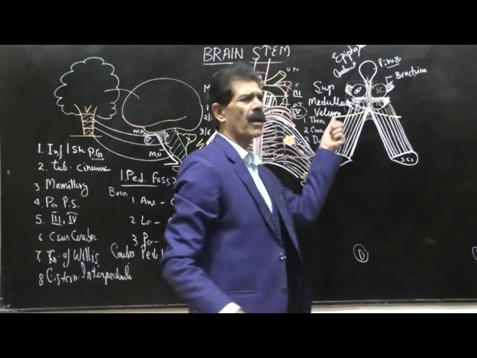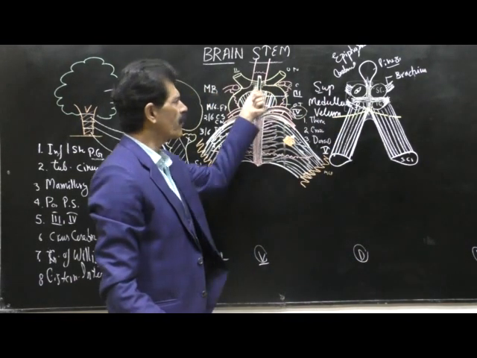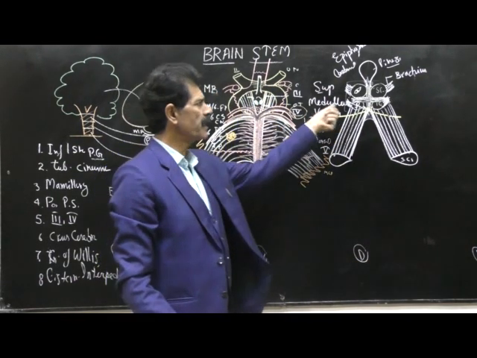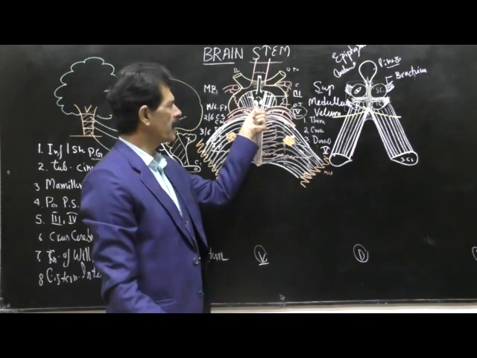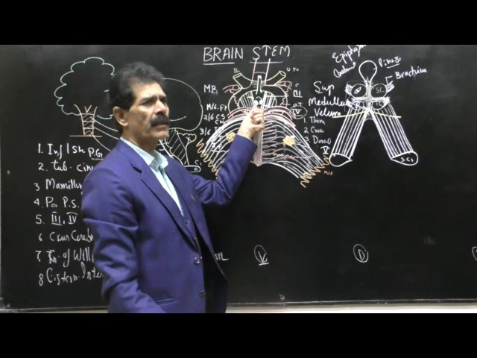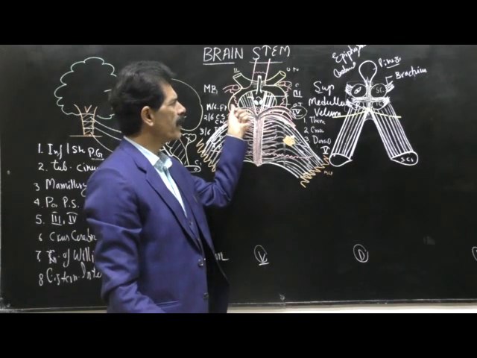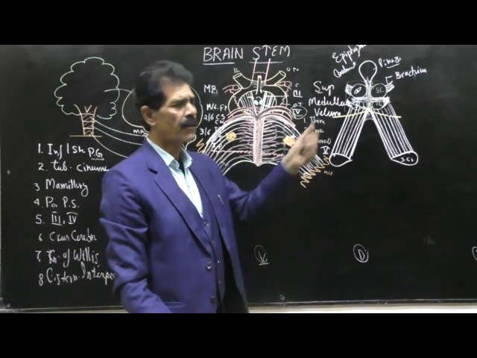Midbrain is the smallest part of the brain. It is 1 inch long and 1 inch broad. So this is the tectum or the dorsal surface of the midbrain. This is the ventral surface, the interpeduncular fossa or the tegmentum part of the midbrain. The ventral is the front, and the backside is the dorsal part.